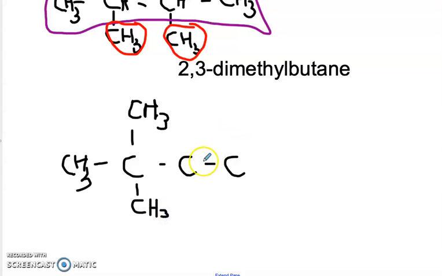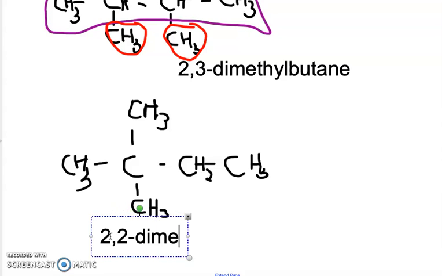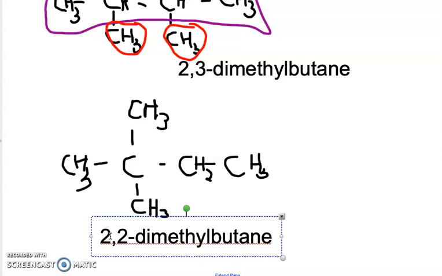Going back to that main chain, this already had 2 things attached to it, so it needs 2 hydrogens to get to 4. And this one needs 3. So, naming-wise, similar to the last one, it's still a dimethyl butane, bute because 4, dimethyl because it has 2. But now both of these are at carbon number 2. So that means we're going to have a 2, 2. Yes, you need to write the number twice, dash dimethyl butane.